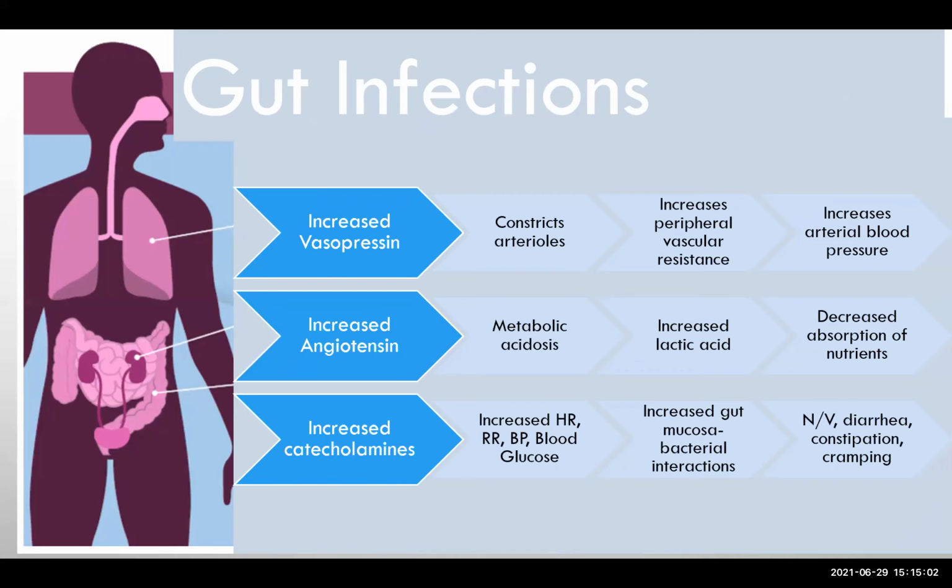The increased catecholamines cause the increased heart rate, respiratory rate, blood pressure, and blood glucose, and the increased gut mucosal bacterial infections can lead to some of the symptoms that you see patients complain of with nausea and vomiting, diarrhea, constipation, and cramping.